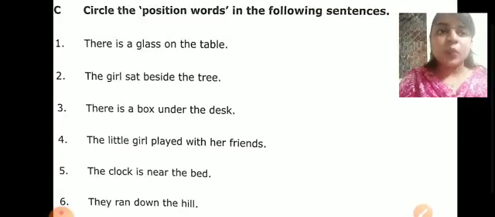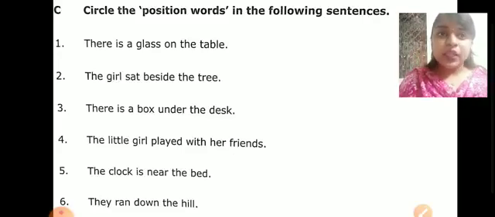Circle the position words in the following sentences. I repeat, circle the position words in the following sentences. You need to circle. I am going to read the question for you and you need to circle with me the position words. Okay, children? The first one. There is a glass on the table.